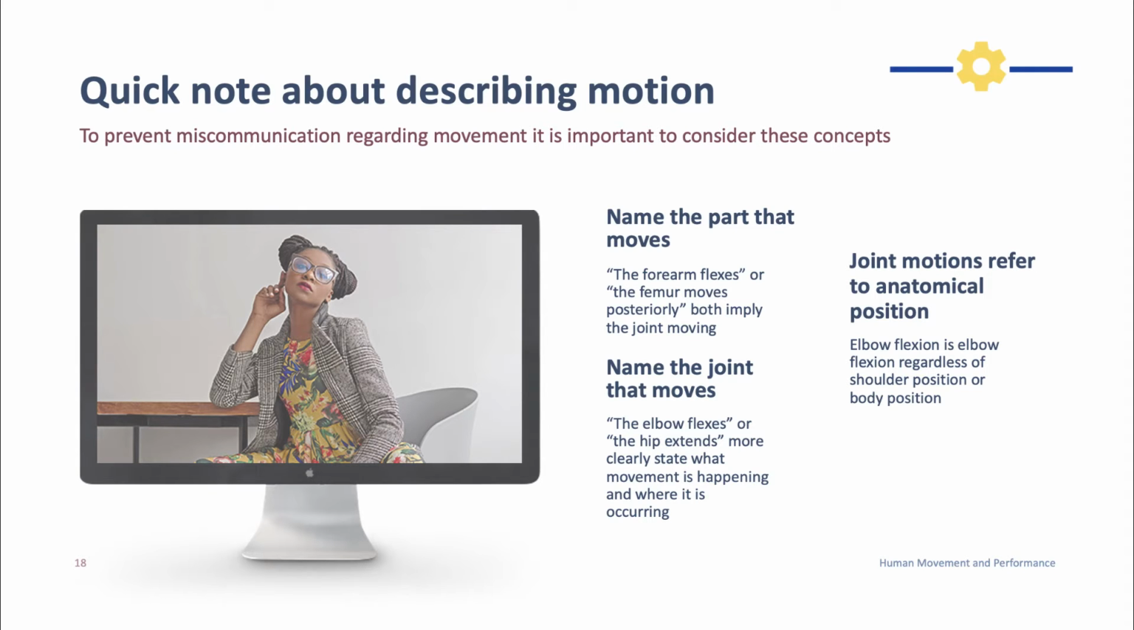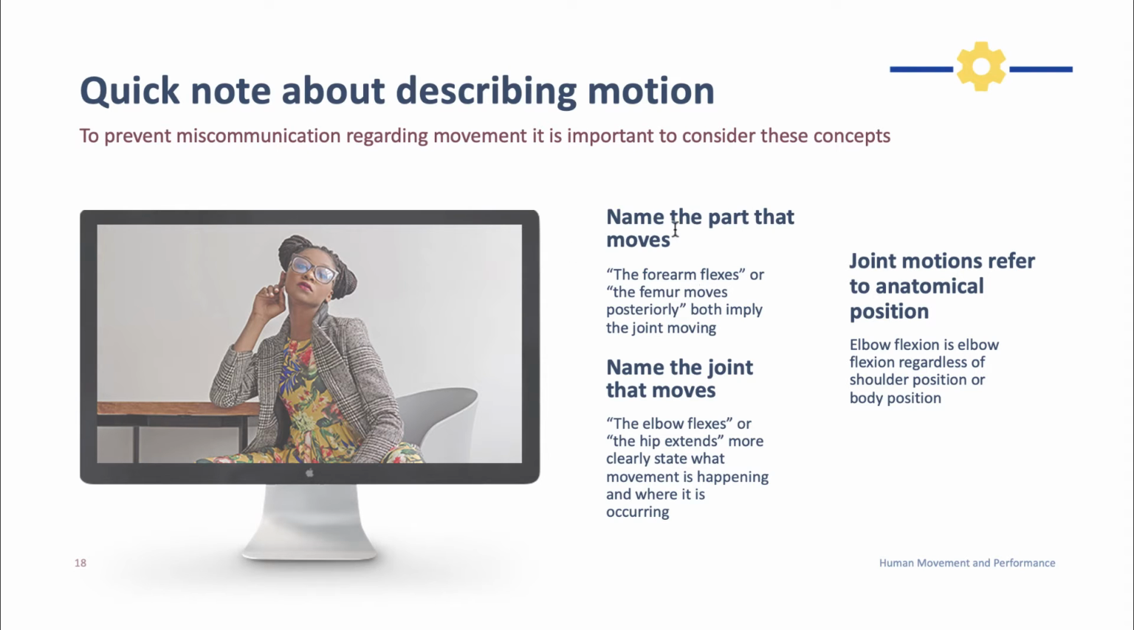So what do I mean by that? First off, we have to name the part that moves. So typically you'll say something like the forearm flexes. That tells us that the forearm is moving. Flexion is a motion that occurs in the sagittal plane. We may use a term like the femur moves posteriorly, which means, again, this is the part of the body that moves, and it tells us what direction that part is moving.